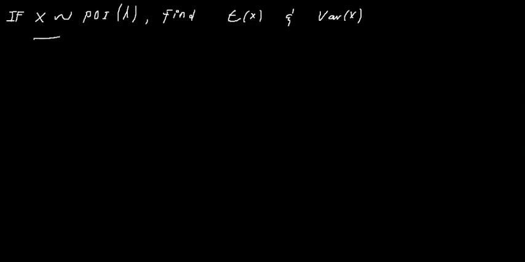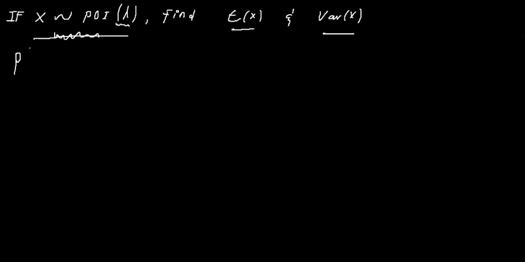If X follows the Poisson distribution of the parameter lambda, find the expected value and the variance. How do we find the expected value and the variance in this case? We are just given a statement. We are not even given the Poisson distribution itself.